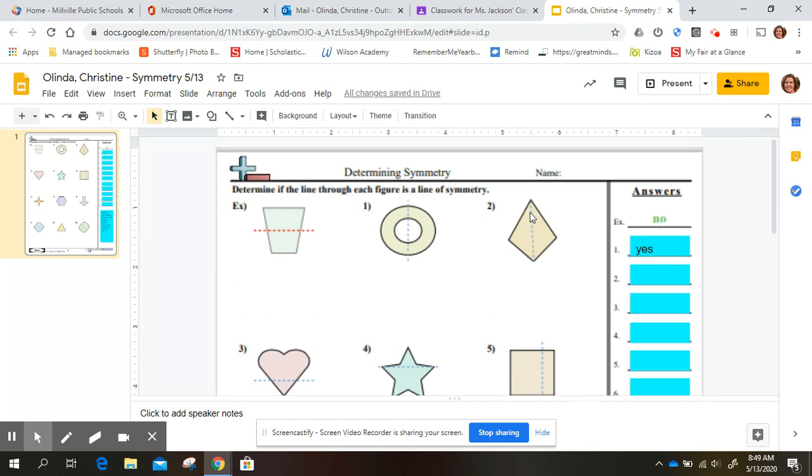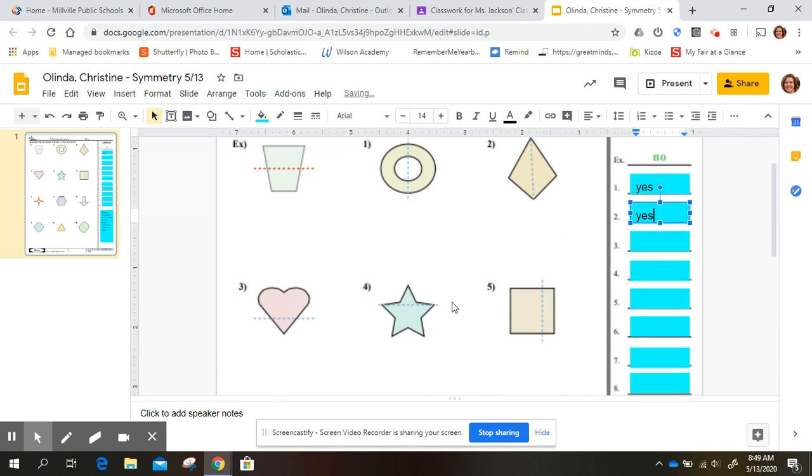Number two, again, this would be a kite or a rhombus, and if I cut it right here in the middle, both pieces would be the same side. Now, if I cut it this way across, it would not be. But that line of symmetry is yes. Number three, with a heart, the answer would be no. This piece is much smaller than the top piece.